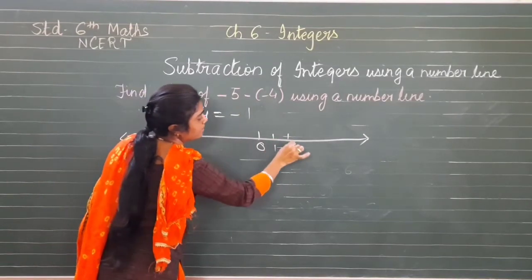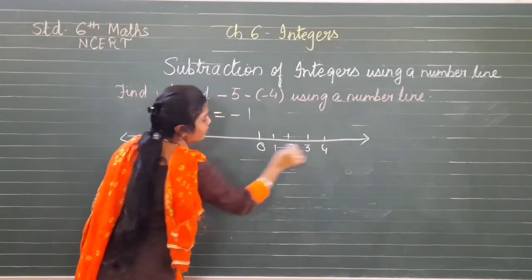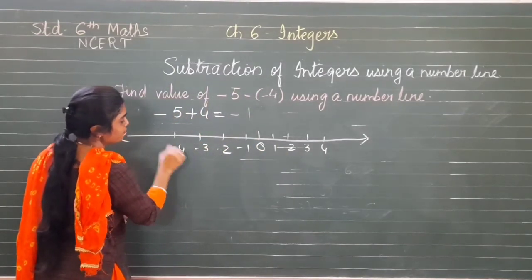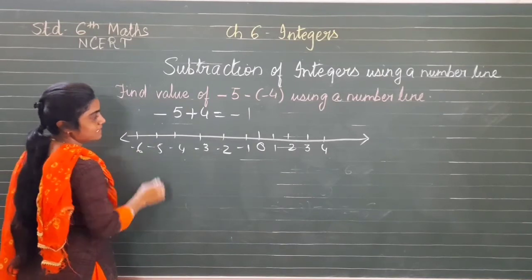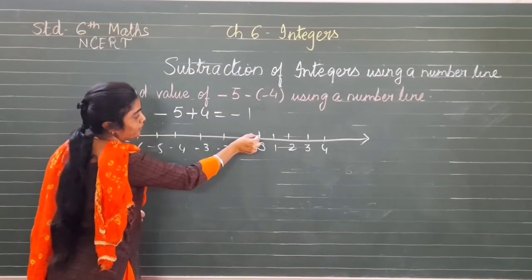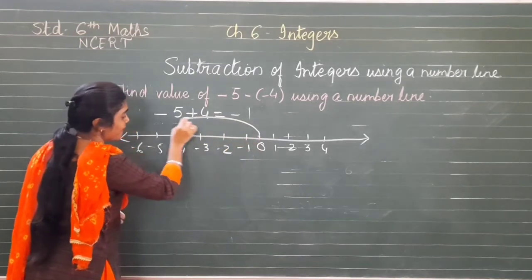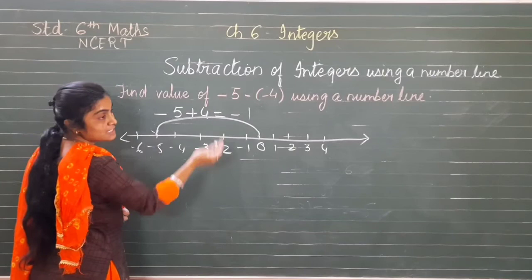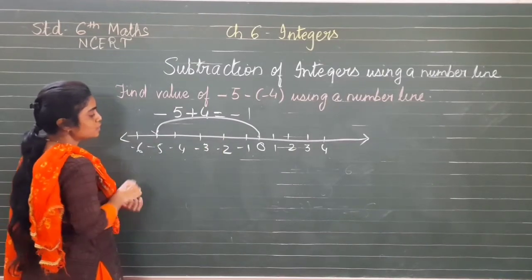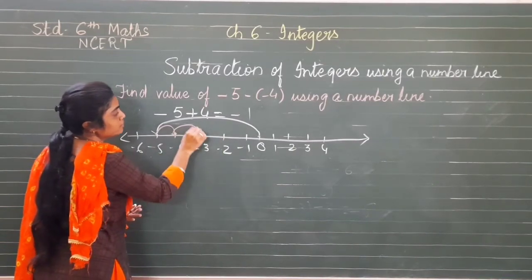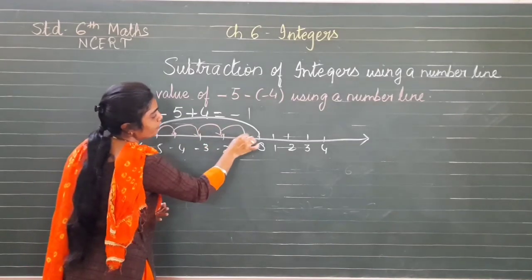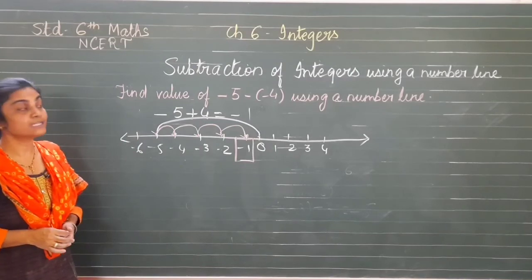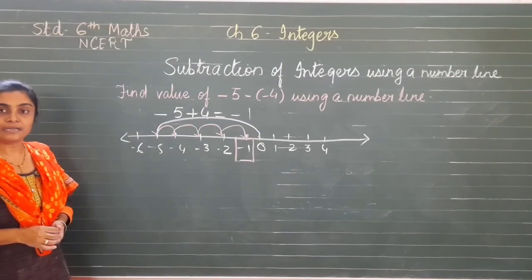0, 1, 2, 3, 4. Minus 1, minus 2, minus 3, minus 4, minus 5, minus 6. So we will start from 0 and you will reach minus 5. From minus 5 you will move plus 4 to the right hand side. So 1, 2, 3, 4. So you will reach minus 1. So this way you can prove the subtraction of integers using a number line.